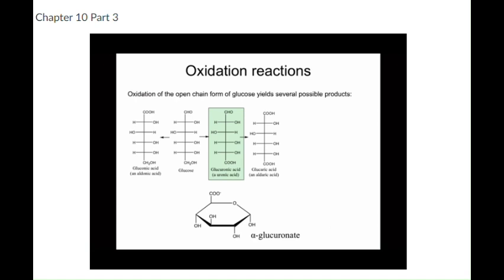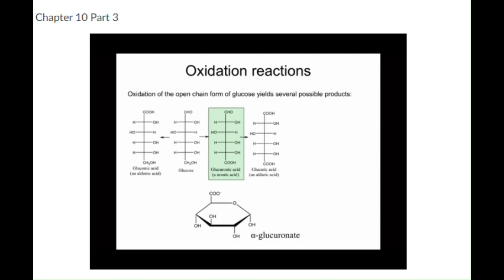Now, there are a variety of other reactions that carbohydrates undergo, and I'm going to go through them somewhat quickly, just because they're not the most important things. The importance of these reactions is that they make a lot of derivatives of monosaccharides.